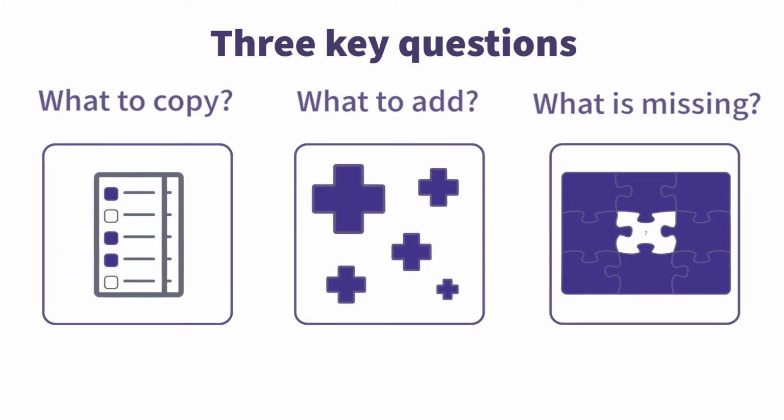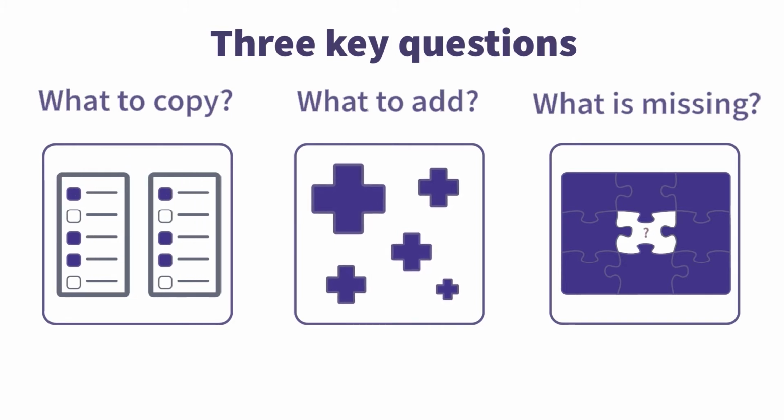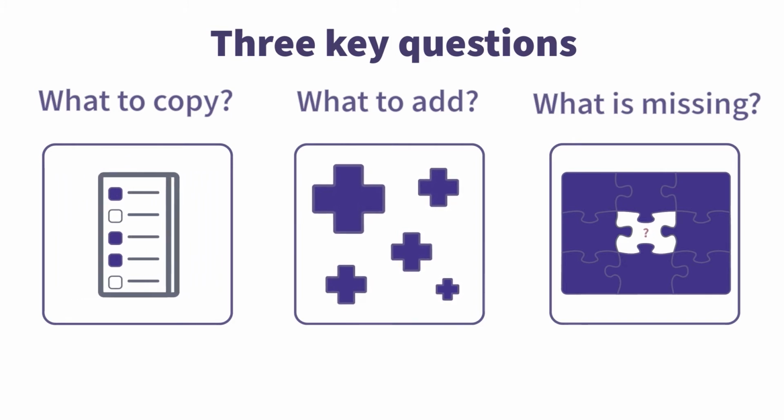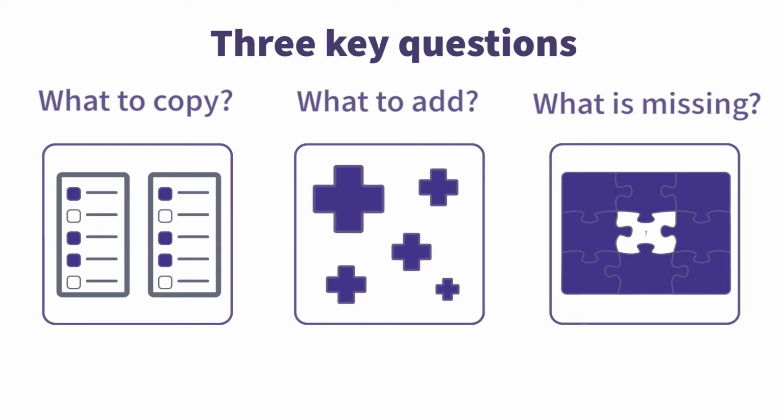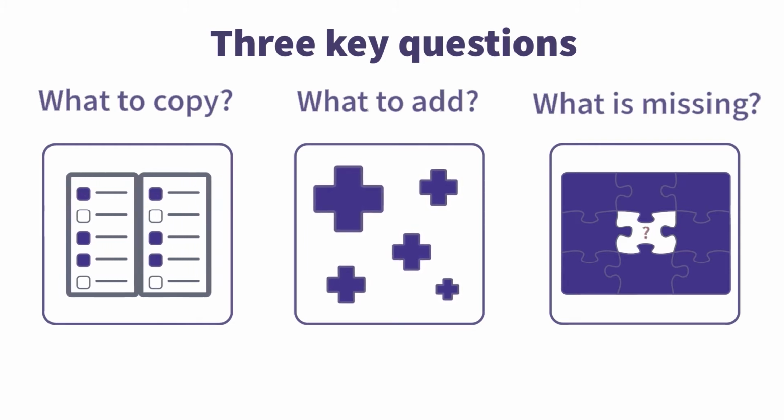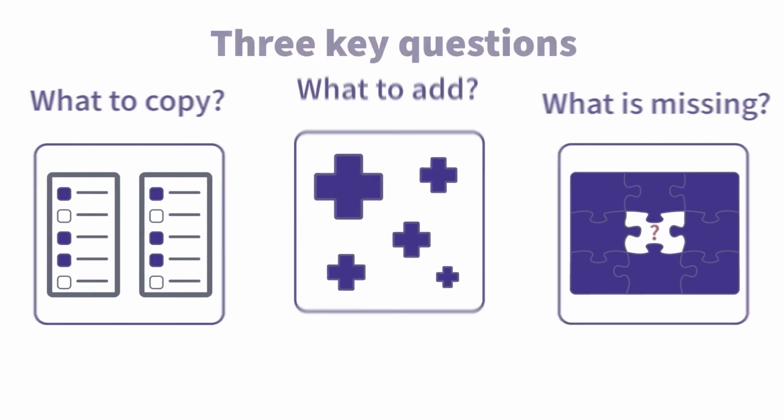From this discussion, we created a resource with a list of potential data sources, where to find them, what they can and can't tell us, and how they can be used to describe the local child poverty picture.